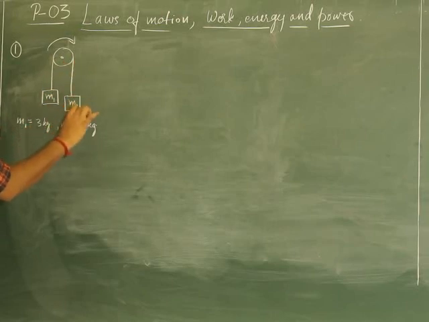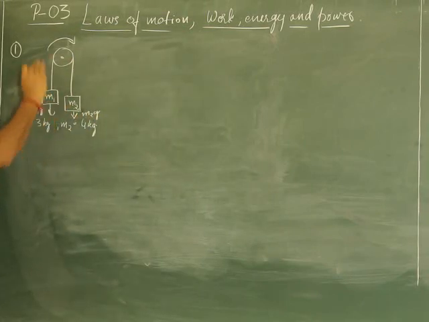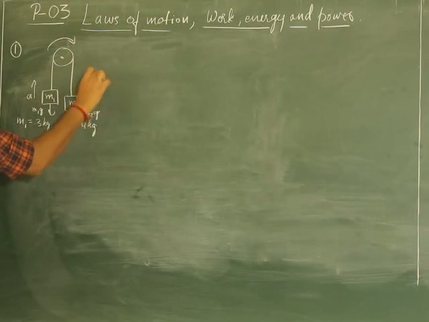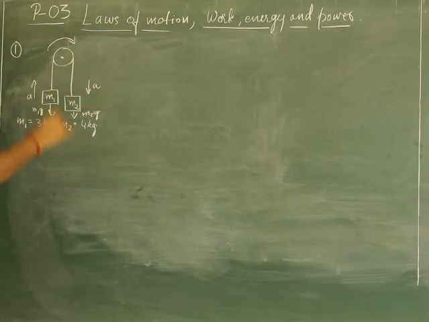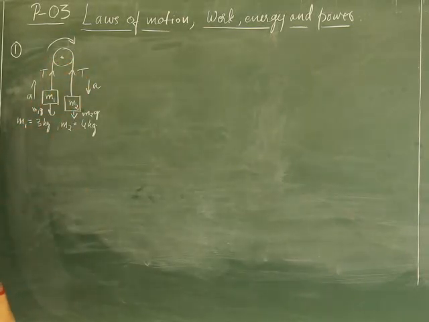So this is M2 into g force, and this is M1 into g. The whole system will go like this, right? That is why the acceleration will be like this, in the downward direction for M2. And what about the tension developed here? Of course, it's a string, that is why tension will be there. It's a single string, that is why the tension will be like this.